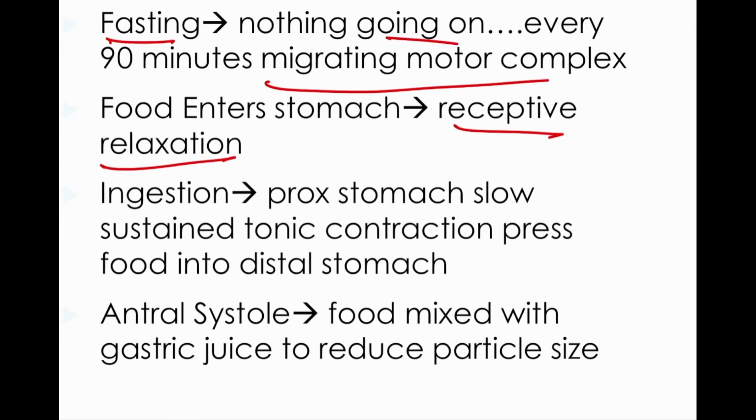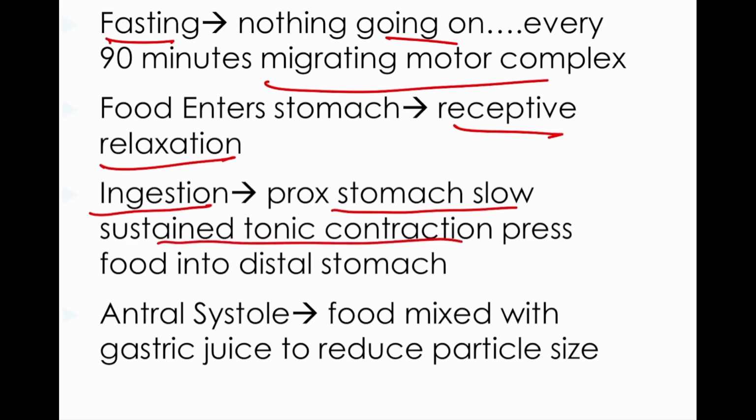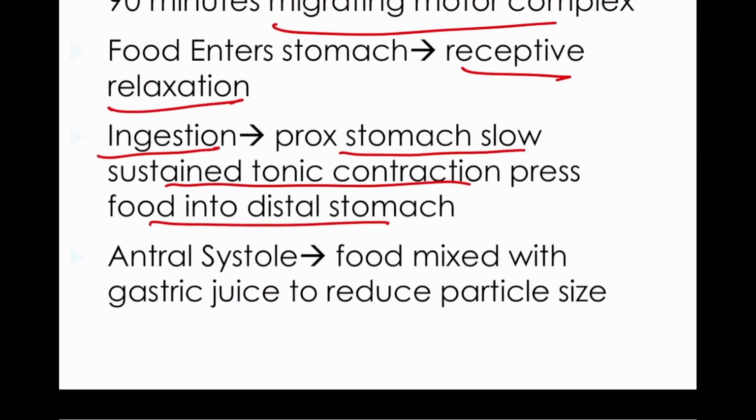Next, we have what's called ingestion, where the proximal stomach slowly sustains tonic contractions, pressing food into the distal stomach. So we squeeze it in the bottom and squeeze back up. It gets squeezed back and forth in the stomach and churned around, mixing with all these enzymes and the hydrochloric acid, getting these things made smaller and smaller, and denaturing the protein so that eventually when we get to the small intestine, we can absorb all this stuff. And finally, we have antral systole, food mixed with gastric juices to reduce the particle size.